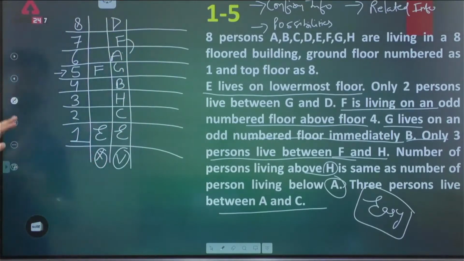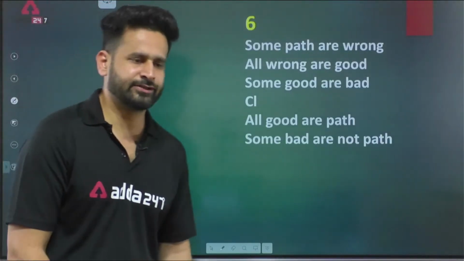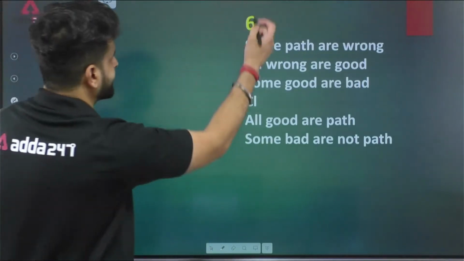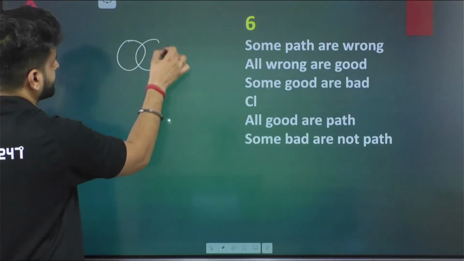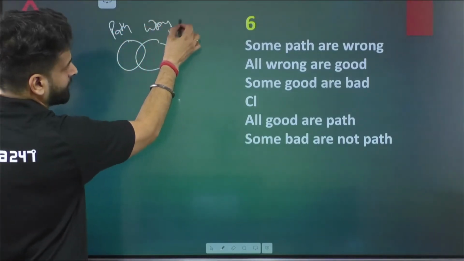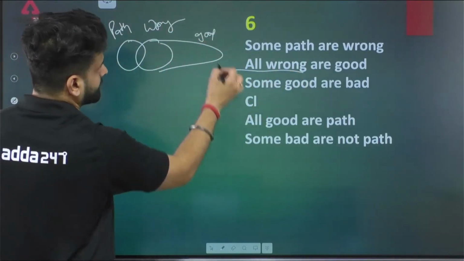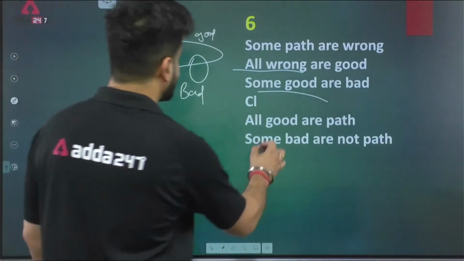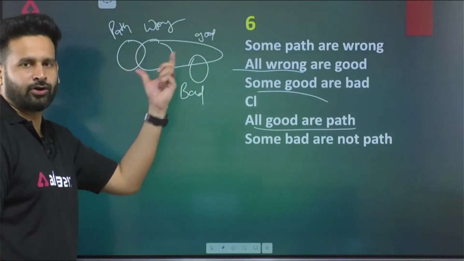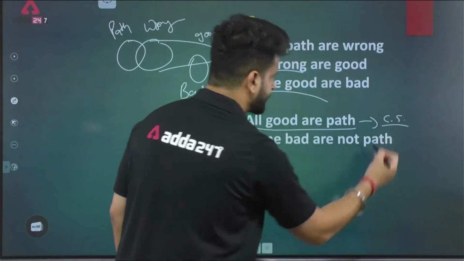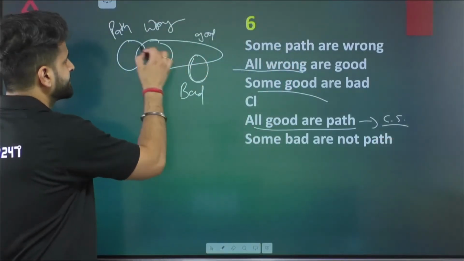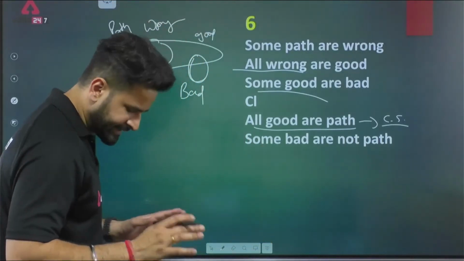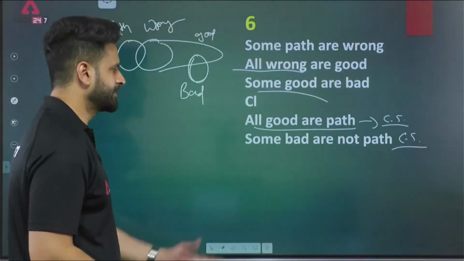Let's move forward and see some more questions related to syllogisms. Now a few questions of syllogisms. Some pat are wrong. All wrong are good. Some good are bad. This is the Venn diagram. Talking of conclusions: all good are pat. Can you see that all good are pat? No, all good can be pat. So as of now, it will be a case of doubtful. Some bad are not pat. Now this is bad, this is pat. There is no relation between bad and pat. So either a positive or a negative conclusion, we cannot say anything for sure. So still it will be a case of doubtful. CS means cannot say, doubtful case. Answer will be none.